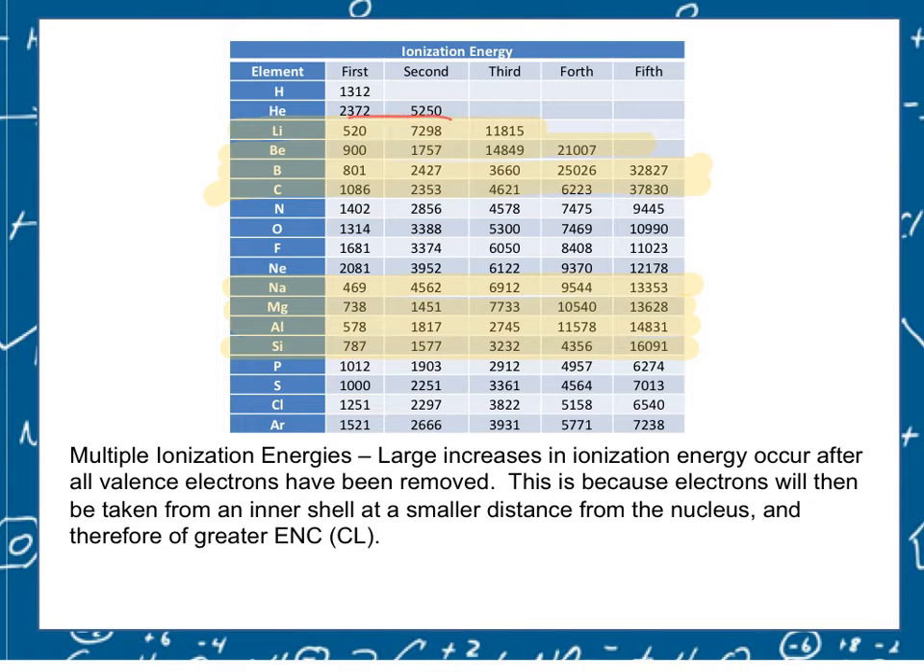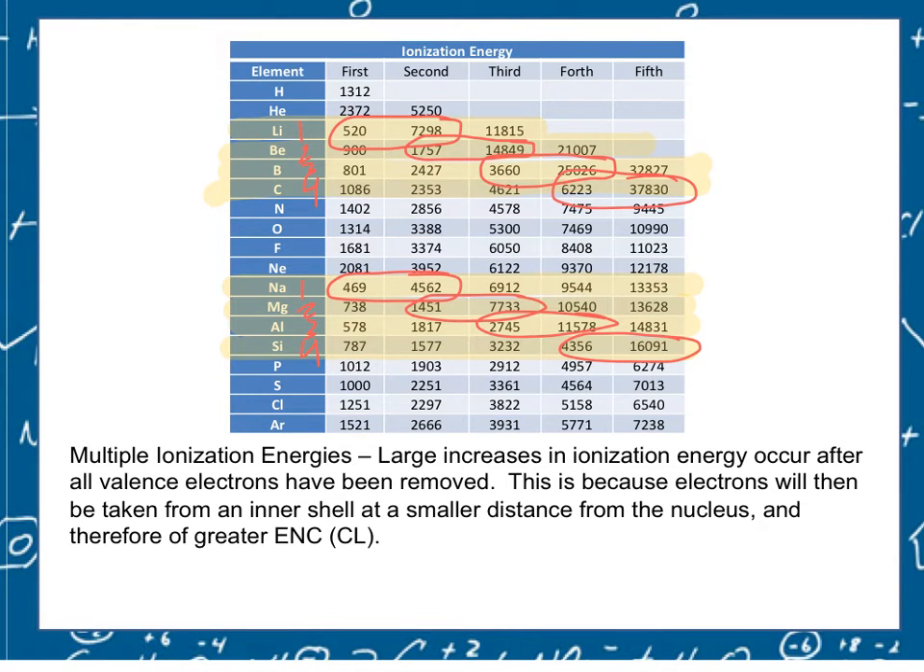Lithium has the biggest increase in ionization energies between the first and the second. Beryllium has the highest increase between the second and the third. Boron between the third and the fourth, and carbon between the fourth and the fifth. The same pattern repeats itself in the next period. And this is related to how many valence electrons they have. 1, 2, 3, 4. 1, 2, 3, 4. The large increase in energy happens once you've run out of valence electrons.